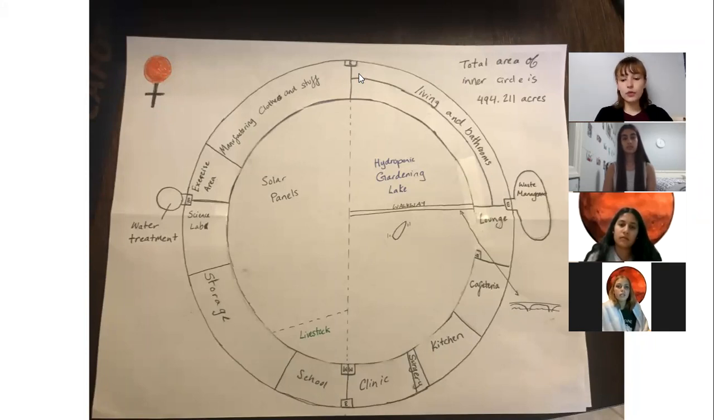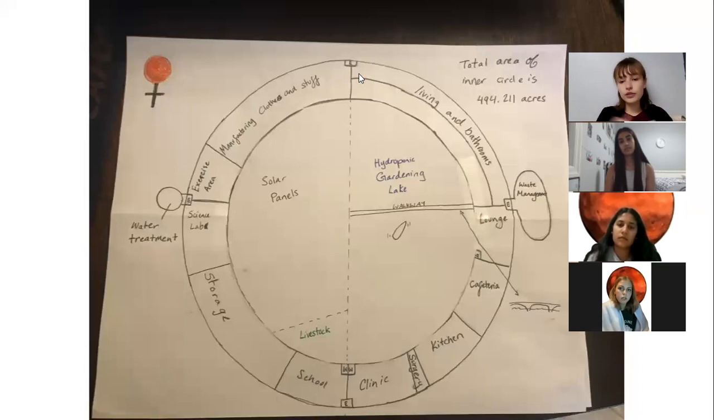And then in the center, which is 494.211 acres, on the left, we have solar panels, which will be plenty to power our entire dome, and leftover energy will be stored in batteries. At the bottom, we have space for our livestock, which will be sheep and chickens. And then on the right, we have our hydroponic gardening lake, which will be vertical hydroponic gardening. And it's a whole lake actually filled with fish.